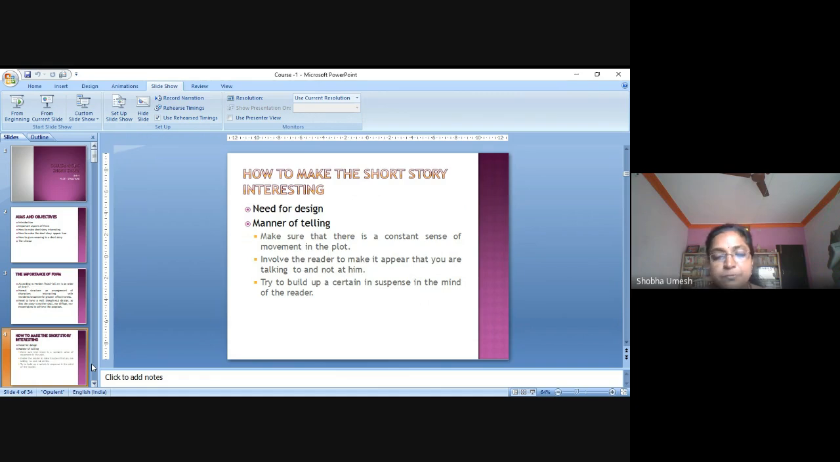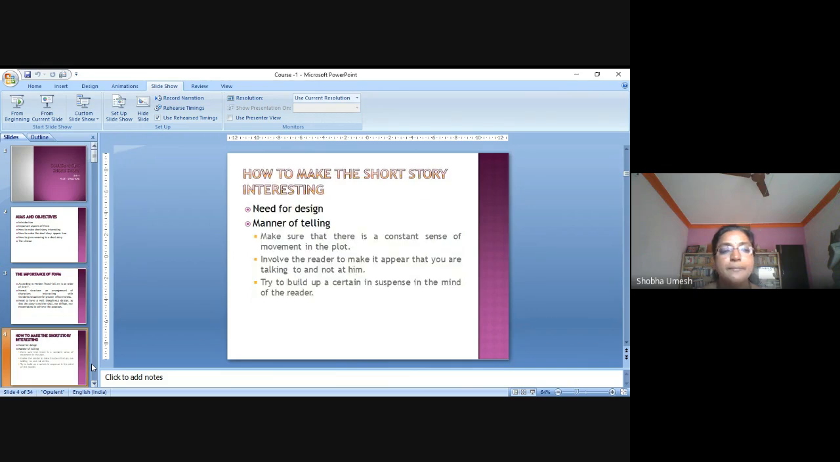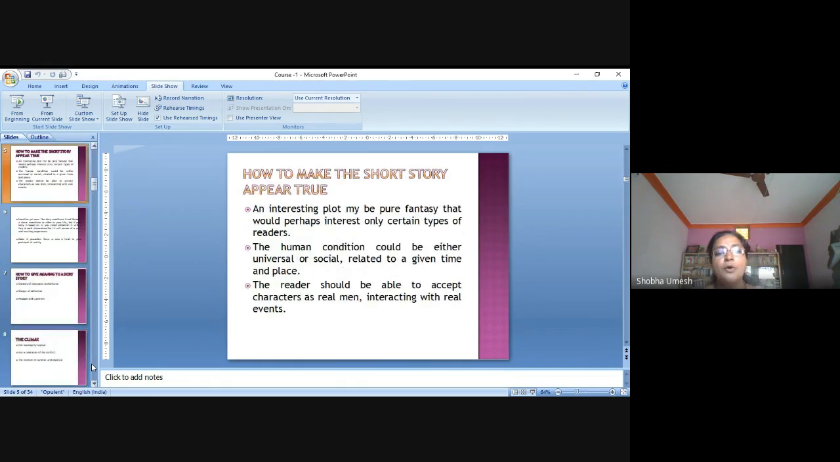And also we have to give importance to the form. What is the form here? And also, sorry, it's gone back. Yeah. So how to make the short story appear true?